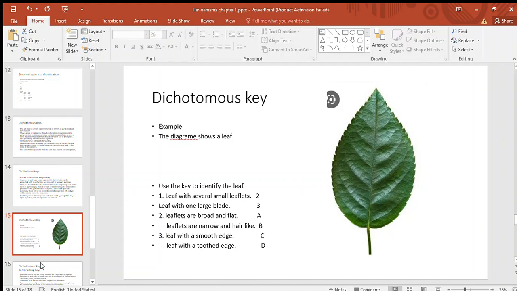Leaf with several small leaflets. Leaflets are broad and flat, A. Leaflets are narrow and hair-like, B. Leaves with a smooth edge, C. Leaf with a toothed edge, D. So the more preferable answer is leaflets are broad and flat, because here we discuss the two characteristics. It is broad and flat. So its option is A.